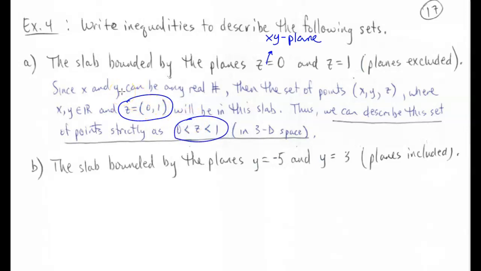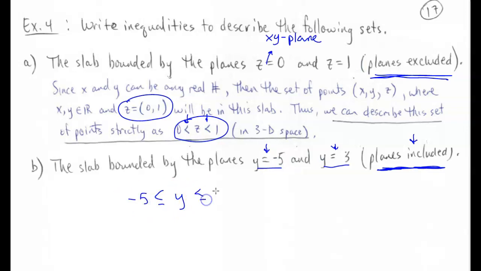Both are correct. Now, if we're using similar thinking here, I want the slab bounded by the planes y is equal to -5 and y is equal to 3. And notice this time the planes are included. In the last example, the planes were excluded. So that's why I just have the less than signs here instead of the less than or equal to. But for this one, notice that planes are included. So I have to actually include the plane y is equal to -5 and y is equal to 3. So that means I would essentially have all the planes from y equals -5 all the way to y equals 3 and those included. And this is the most succinct way to be able to explain that in 3D coordinate notation.